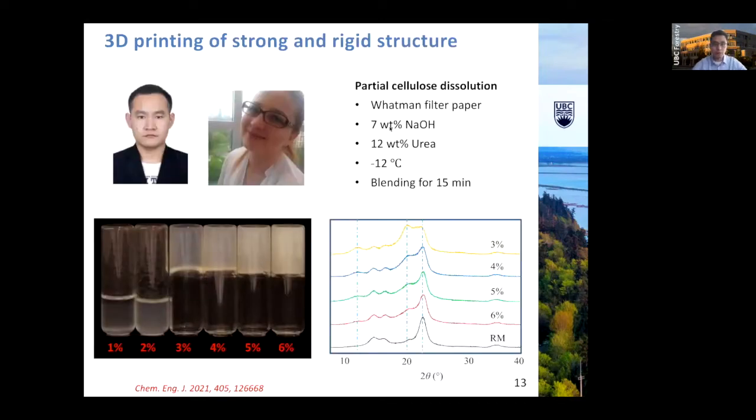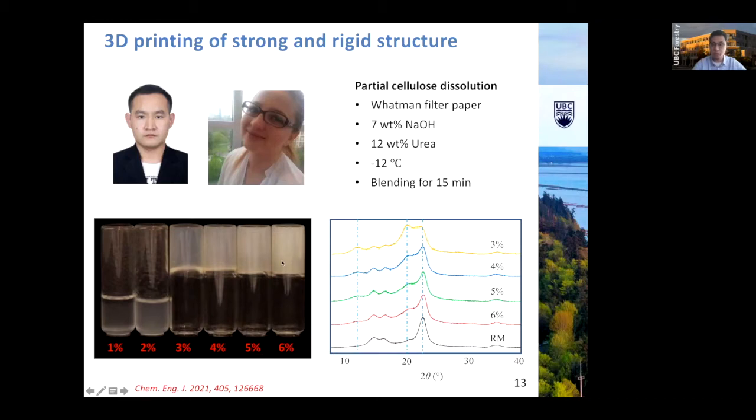Okay, so first of all, 3D printing of strong and rigid structure. This work was done by my postdoc Halai, and also the visiting PhD student Jungang Zhang from Beijing Forestry University. Here, what we are doing is partially dissolving the cellulose using the sodium hydroxide urea system at negative 12 degrees Celsius. We blend it for 15 minutes. And then we have different concentrations from 1% to 6% of cellulose content.